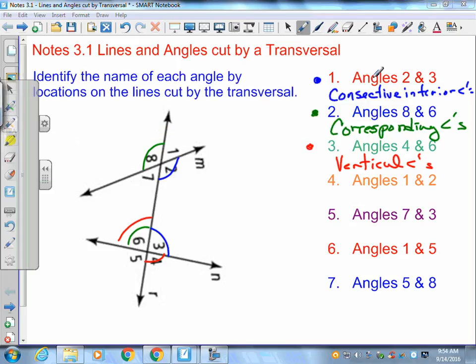So we're doing angle 1 and angle 2. So what do you notice about angle 1 and angle 2? They equal 180. What's the name of the angles that we've studied that equal 180? Could I say linear pair if I wanted to? I could. But we tend to think of that as supplementary, since linear pairs are supplementary. So supplementary angles.